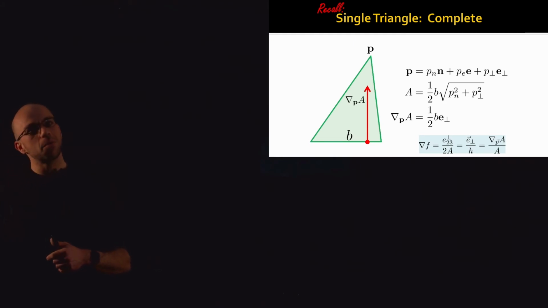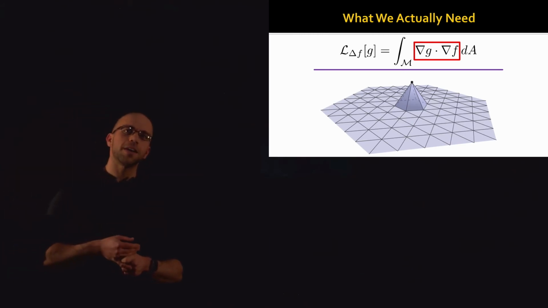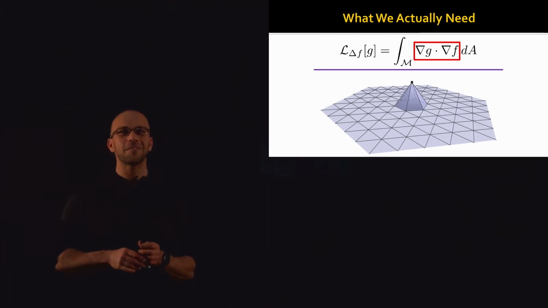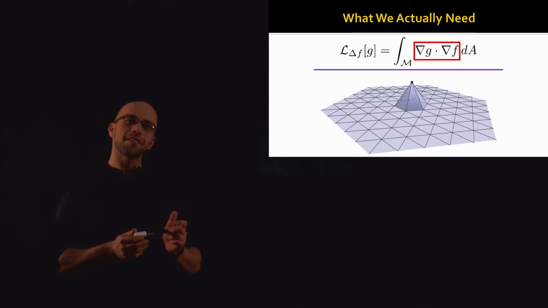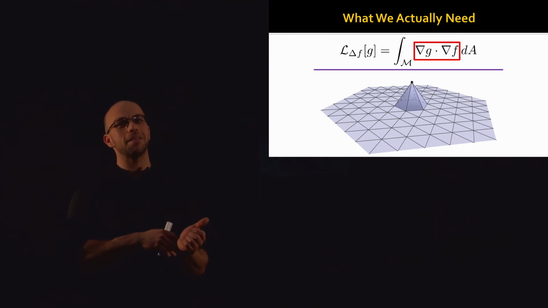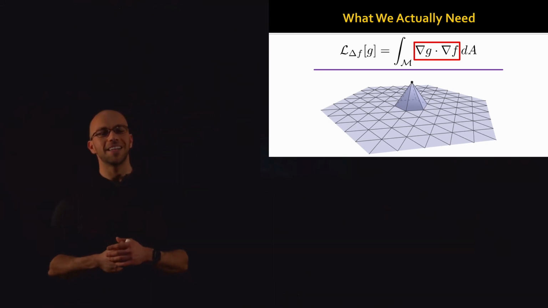All right, so we now know how to compute the gradient of a function interpolated along a triangle. We're still not quite done, because what we actually needed to do finite elements is dot products between gradients. So in particular, what we're going to need is we'll write a function f and another function g in the hat basis, and we need to be able to compute the inner product that I've written on this slide here.